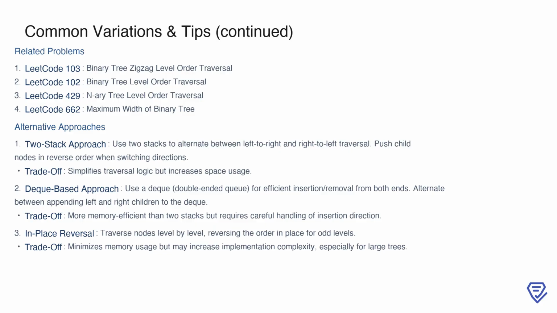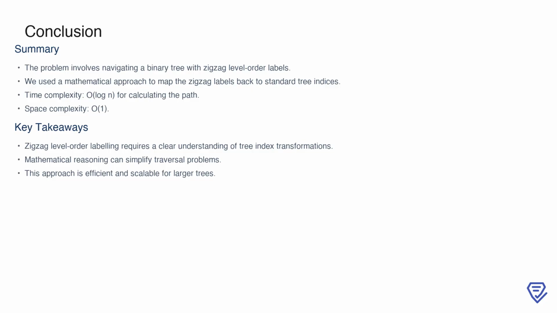Lastly, there's in-place reversal. This approach processes nodes level by level, reversing the order in place for odd levels. It minimizes memory usage but can make the implementation more complex, especially for large trees. Each of these methods has its pros and cons, so understanding their trade-offs will help you choose the best approach for a given scenario. Great job completing this problem.